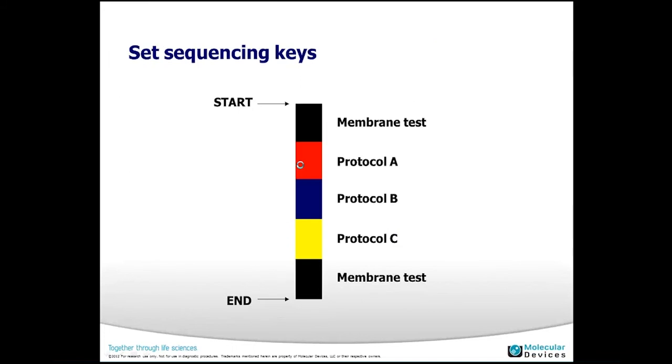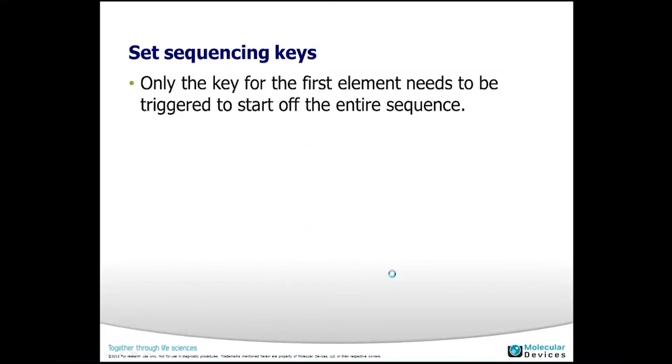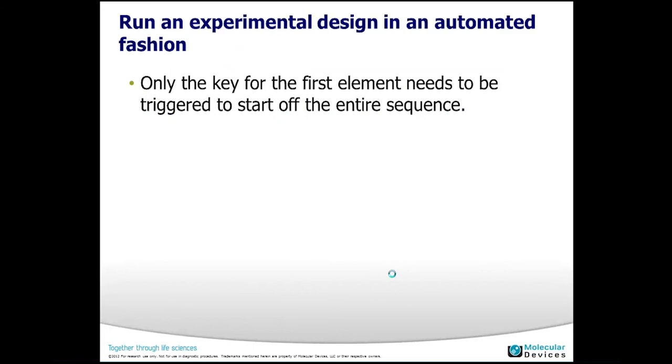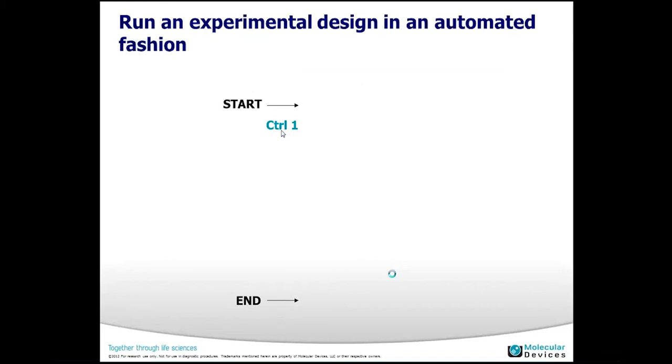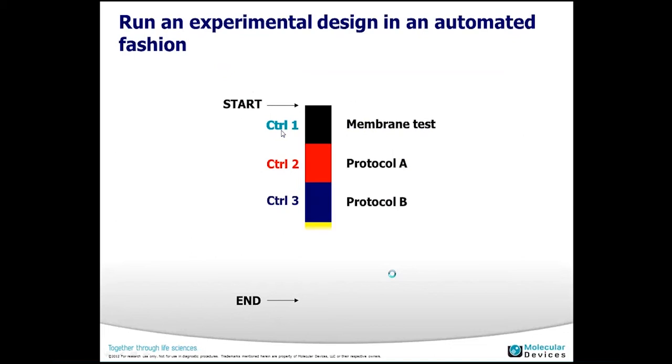But if you're using the sequencing key, what you need to do is assign a keystroke: Control 1 for the memory test, and then Control 2 for protocol A, 3 for protocol B, Control 4 for protocol C, Control 5 for the memory test. What you need to do is just hit one keystroke, for example, Control 1. Now it will automatically run for you. Okay, it will go to protocol A and B and C and then another memory test. Then it will end the experiment.